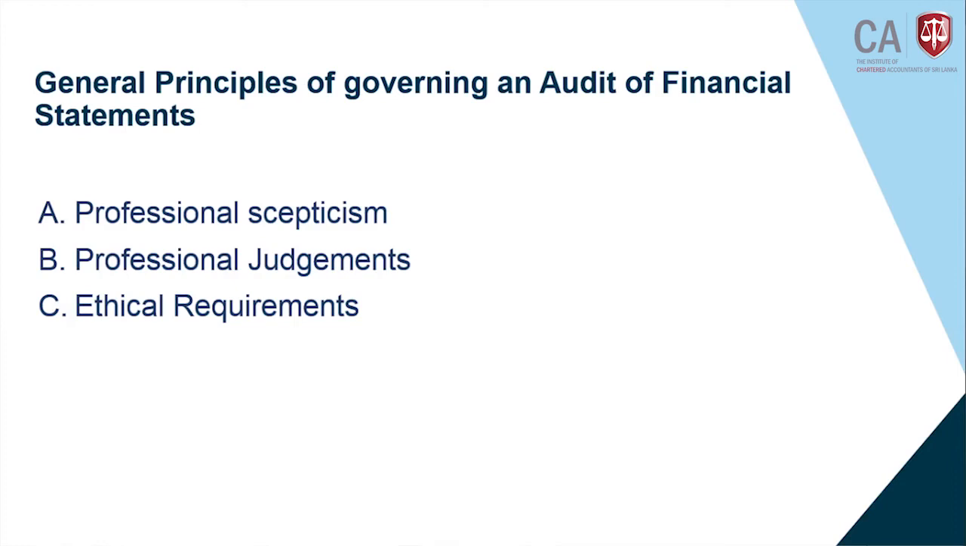Second one is professional judgment. When you are conducting the audit of financial statements, you have to apply a lot of judgment. A very good example: if somebody asks me how many years this AC machine can be used, I would say this AC machine can be used for 5 years. Now Suraj is here, and Suraj can say, no sir, this AC machine can be used for 10 years. Suraj is also an accountant, and I am also an accountant.